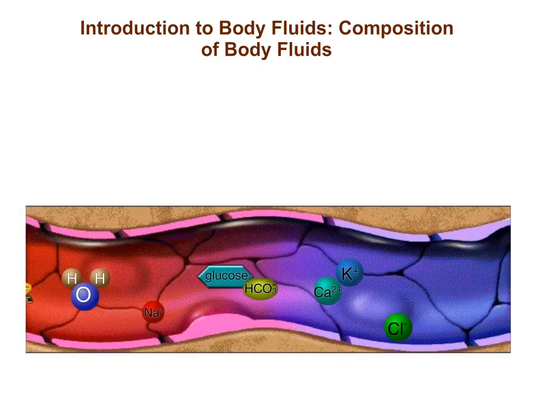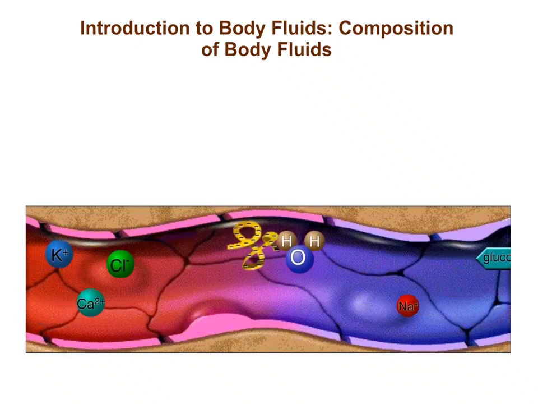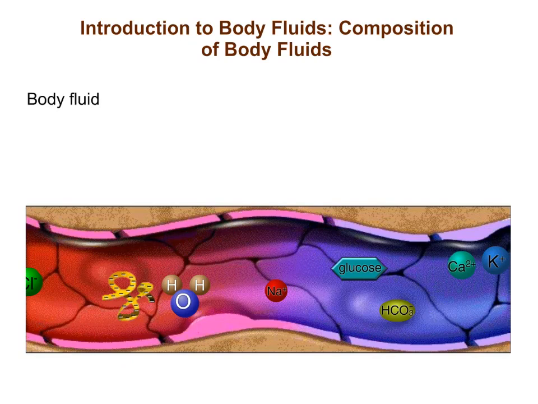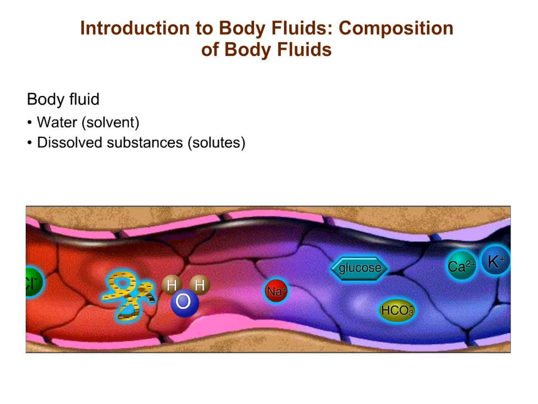You are looking at plasma, a typical body fluid. The term body fluid refers to the water in the body and all the dissolved substances, which are also known as solutes. Since the water dissolves the solutes, it is the solvent. A typical body fluid contains electrolytes, also known as ions.